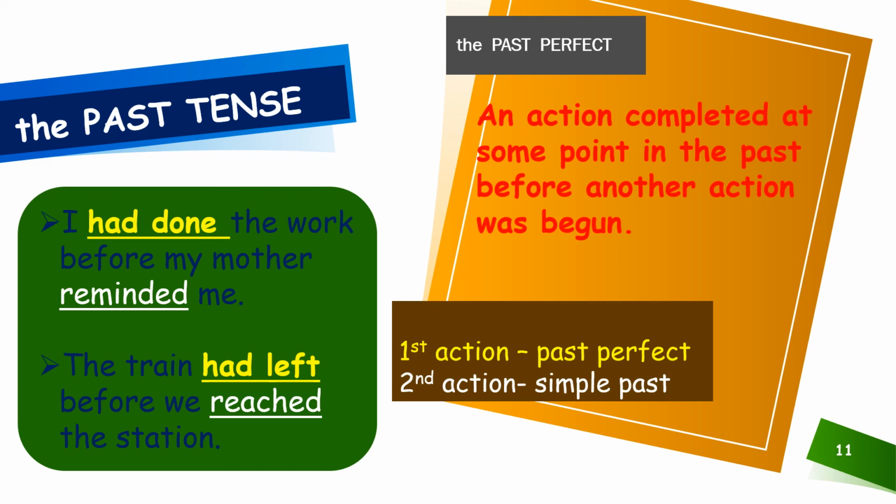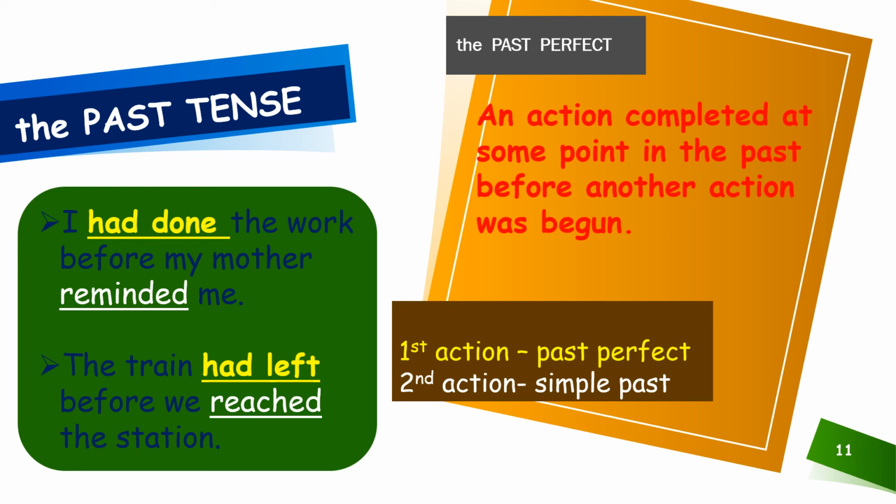Now, the past perfect tense is a little difficult in the sense that there are two past verbs in a past perfect tense. Mostly, generally, you may have even one sentence which talks about just the past perfect, that is an action that is completed at some point in the past before another action was begun. For example, I had done the homework before my mother reminded me.